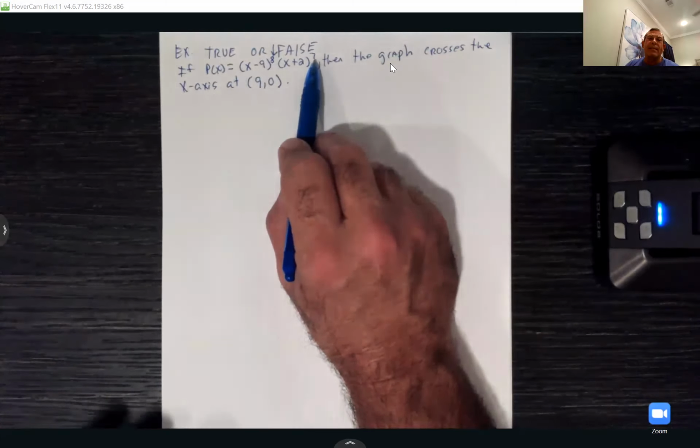Since 8 is even, that makes it tangent. So that means it will just touch that x-axis and turn back up.